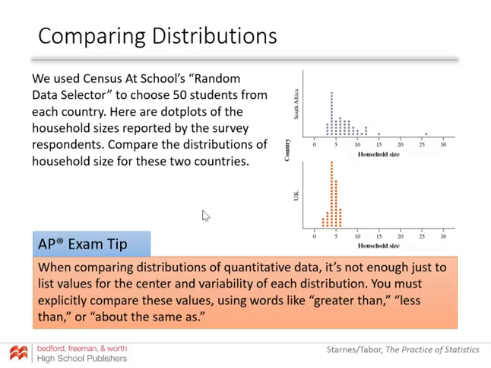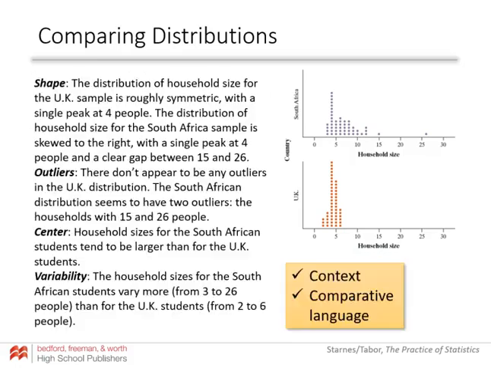When you do that, we don't just want to talk about the graphs individually. We want to compare them using things like greater than, less than, or about the same. Here's an example. We have graphs for household size in South Africa and household size in the UK. We go through each of those things and we want to compare the two. When we say shape, the UK distribution is roughly symmetric, and it has a peak at 4. And then the South African is skewed to the right because of these things down here. It also has a peak at 4, but then there's a gap from 15 to 26.